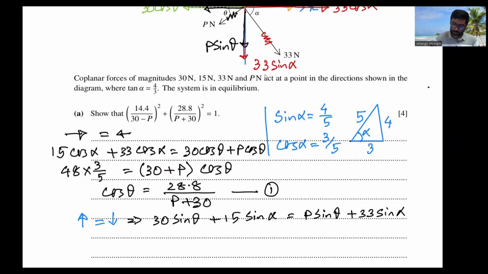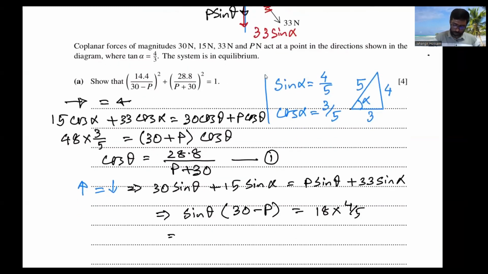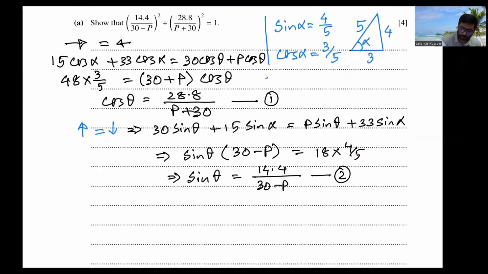So, if you keep theta on the left hand side and take it common, we have sin theta into 30 minus p. On the right hand side, we have 18 sin alpha, and sin alpha is 4 by 5. So sin theta will be equal to 14.4 divided by 30 minus p. That's equation 2.